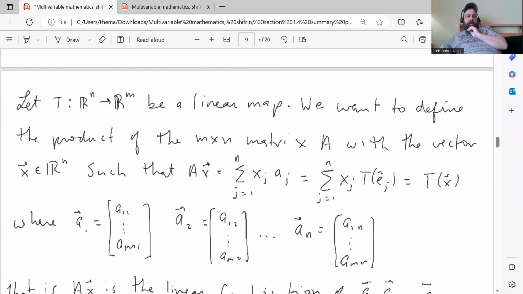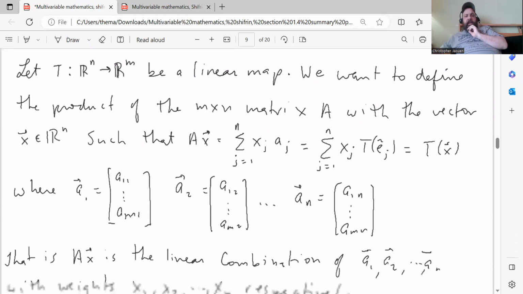Okay, so let T from Rn to Rm be a linear map. We want to define the product of the m by n matrix A with the vector x in Rn such that Ax is the sum of xj times aj, where j goes from 1 to n, which we want to be equal to the summation j going from 1 to n of xj T of ej hat, which is T of the vector x. In other words, we want to define evaluating the linear map T at x by using matrix multiplication by its standard matrix.